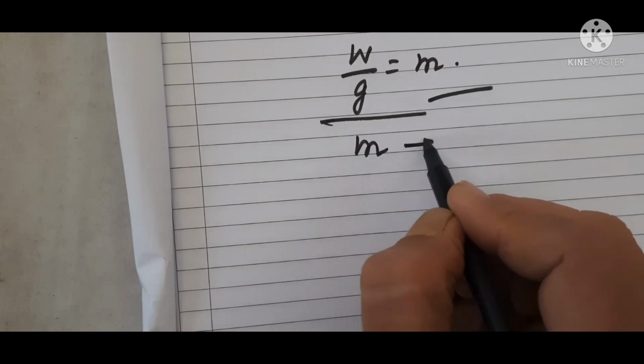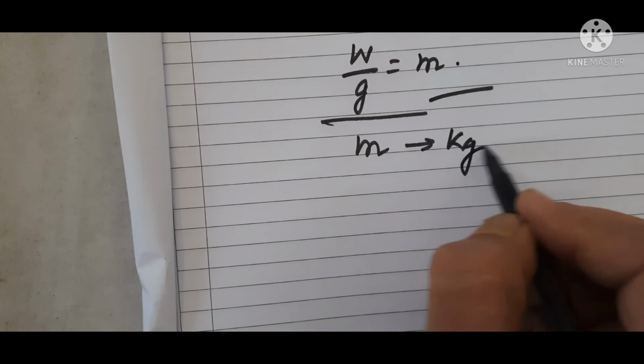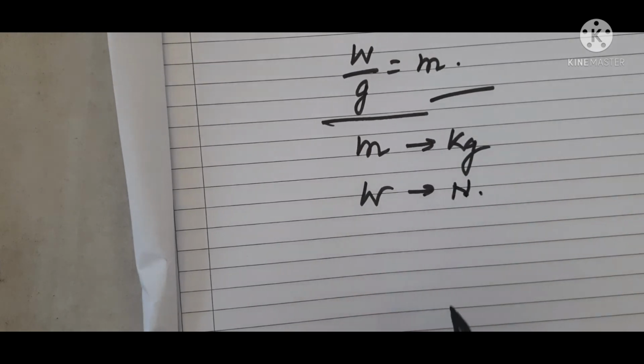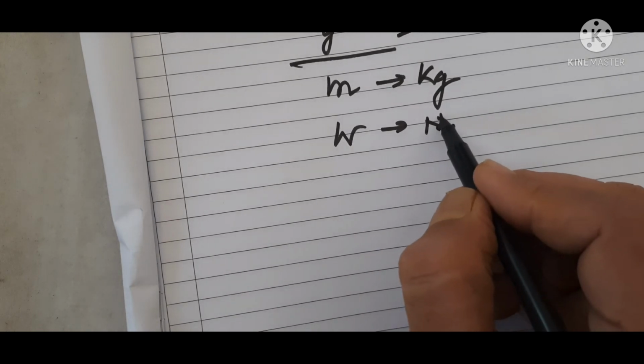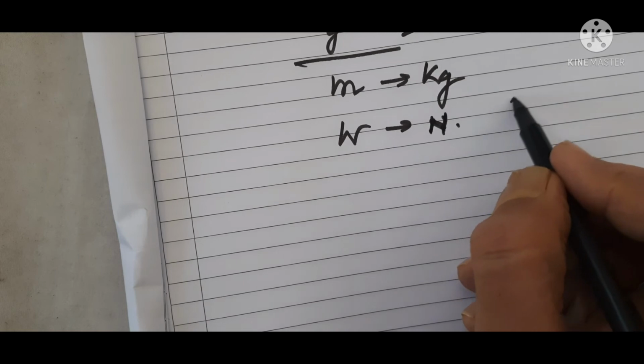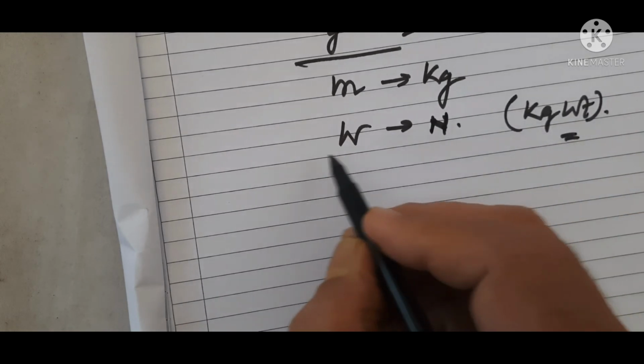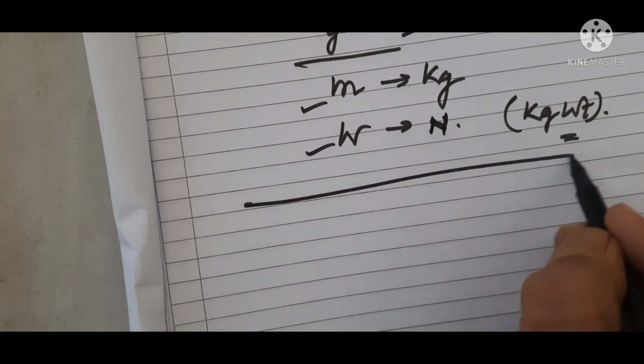Mass we measure with the standard unit kg, and weight in newton. However, in some devices you will find kg weight, newton or kg weight. That is also a unit of weight. Right? Take one example.